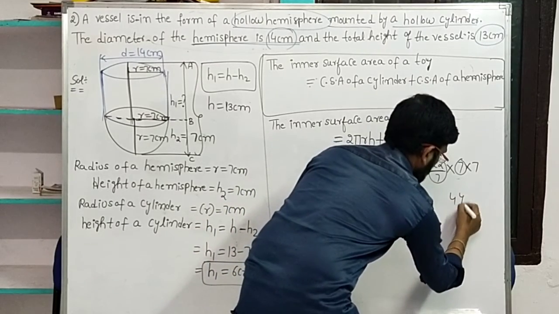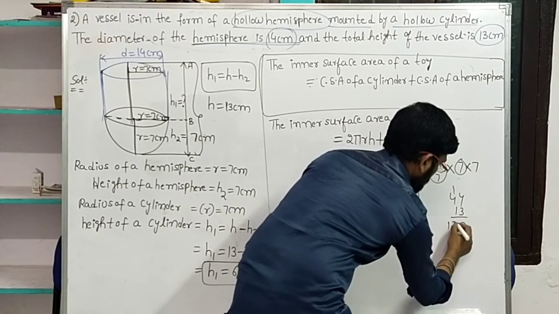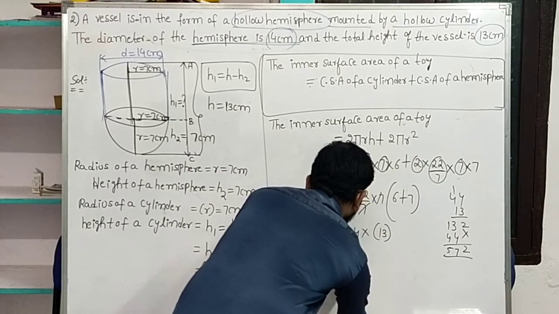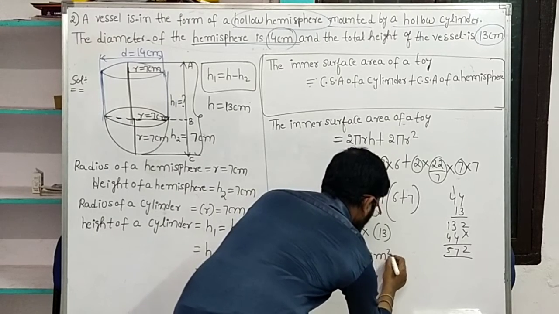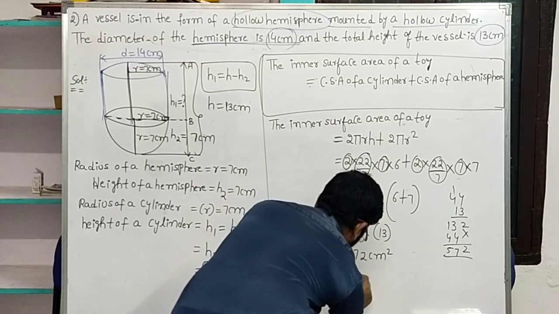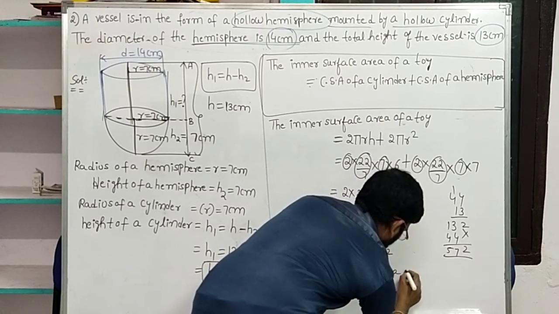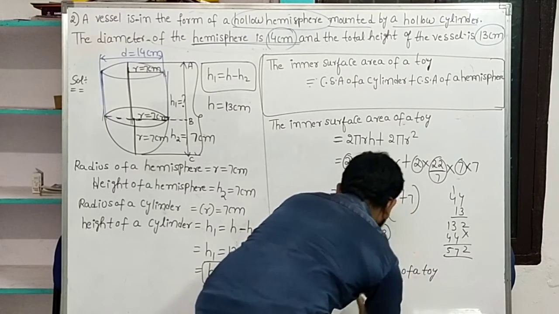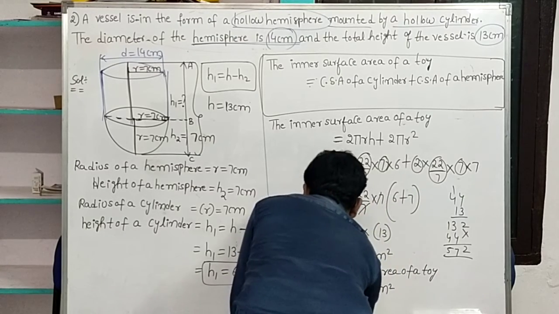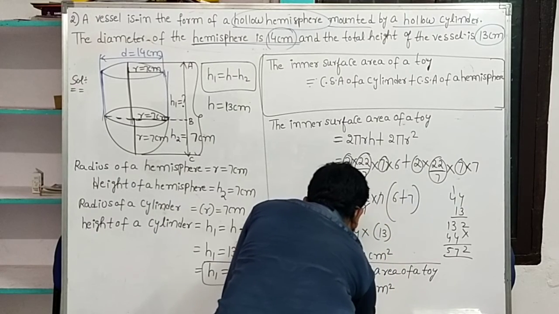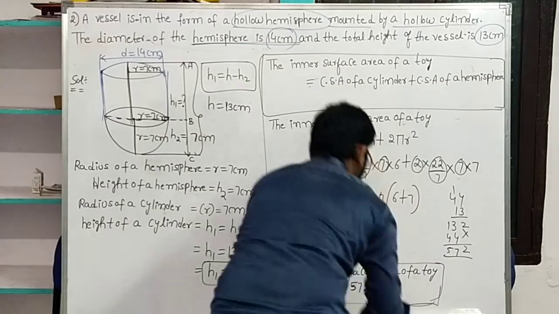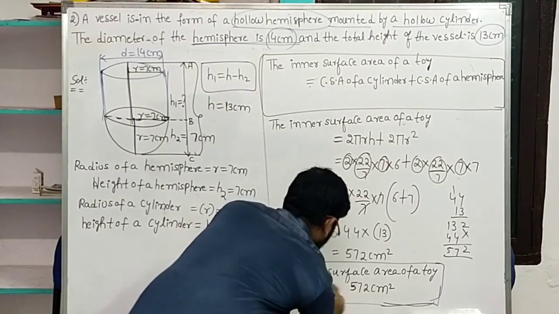44 into 13 is 572. So the inner surface area of the toy equals 572 centimeter square.